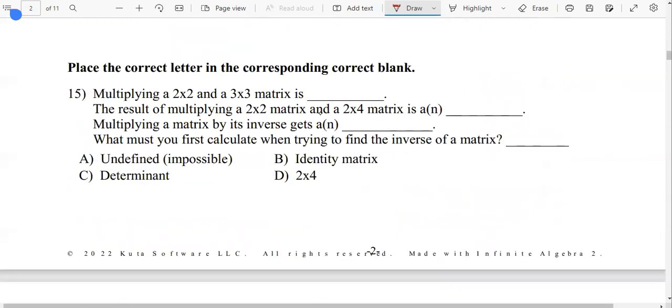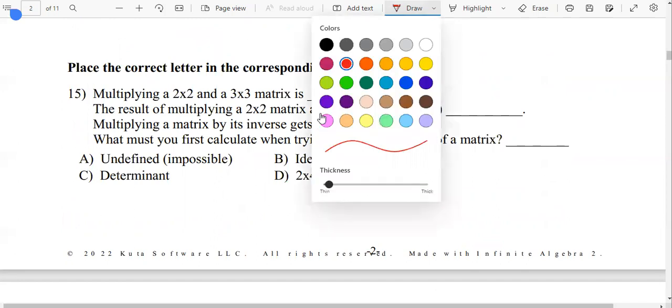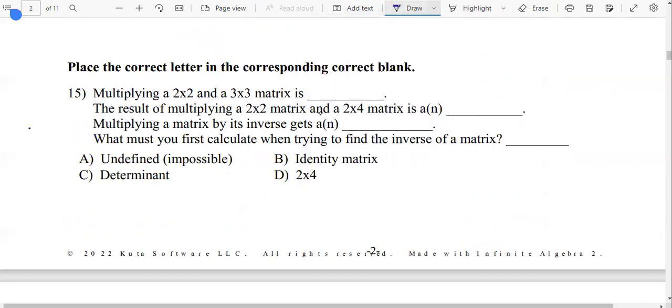All right, some basics of matrices. We did this when we did the matrix review. So just straight from there. If you multiply a 2 by 2 and a 2 by 3, well, you can't, because those center numbers have to be the same. The number of columns and the number of rows as you multiply them have to be the same. So this is impossible. If you multiply a 2 by 2 and a 2 by 4, however, those numbers are the same. So the answer is a 2 by 4. Multiply a matrix by its inverse, you're going to get an identity matrix. And if you want to find the inverse by hand, you need to know the determinant.